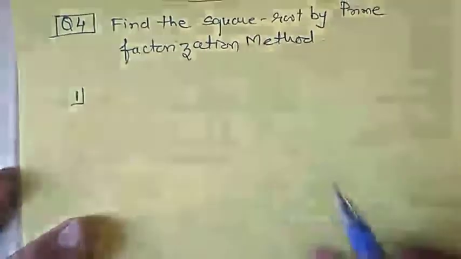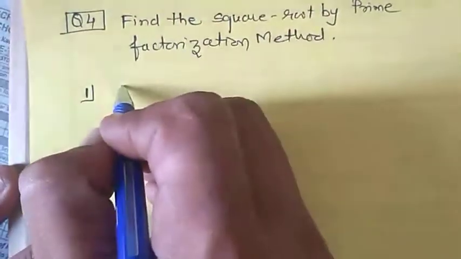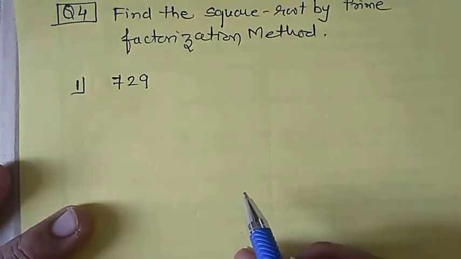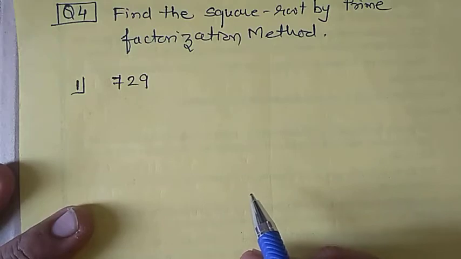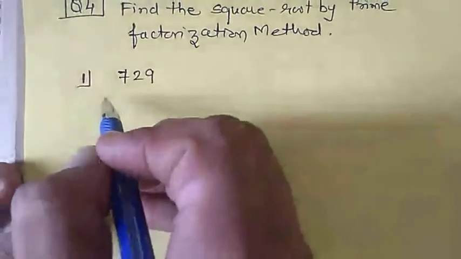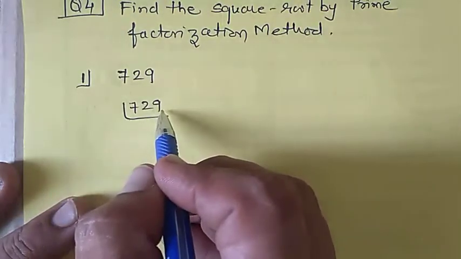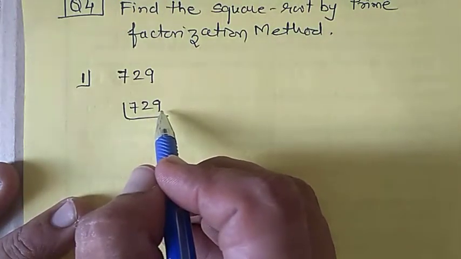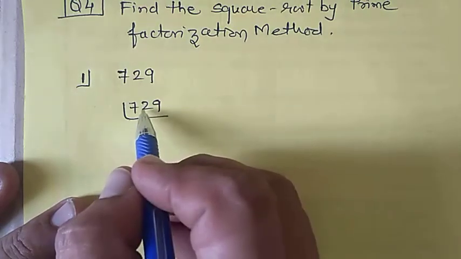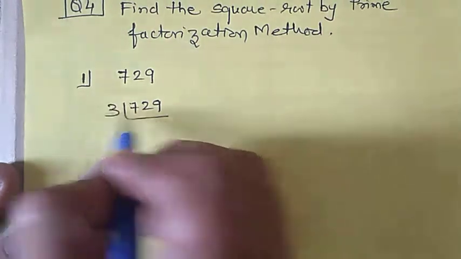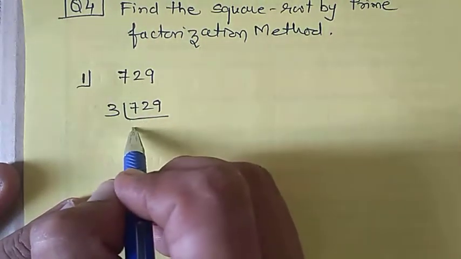Suppose the first sum given to you is the number 729. Clear? So 729 is the number. Here we need to find the prime factors of it. We know that the last digit is not an even number, so we cannot start with 2. We can start with 3. For 3, 9 plus 2 plus 7 is 18, and 18 is divisible by 3. So we have to divide by 3.